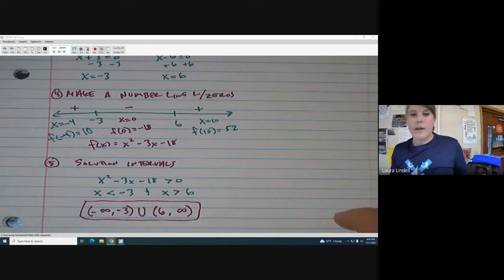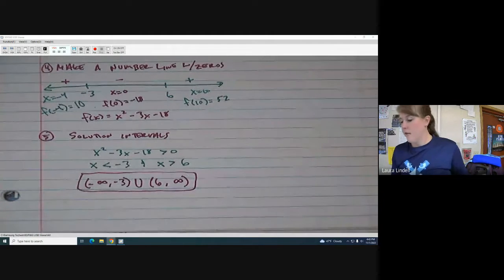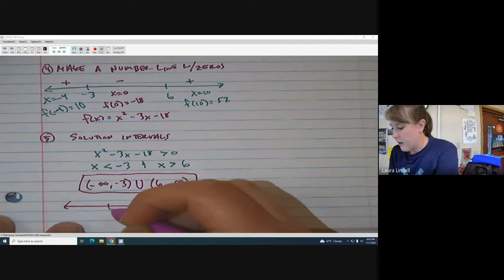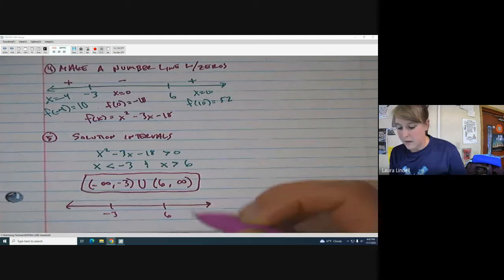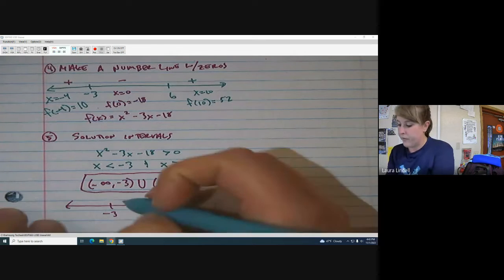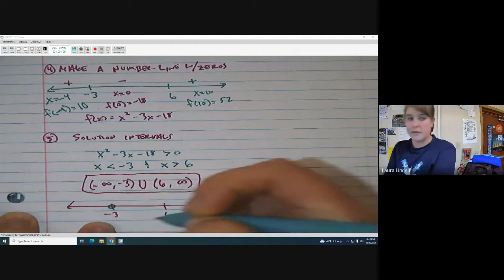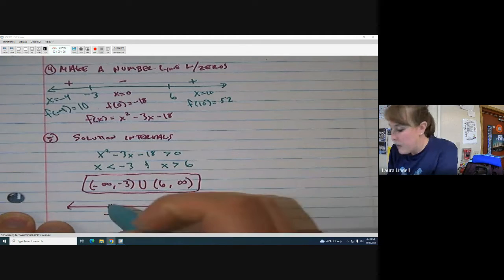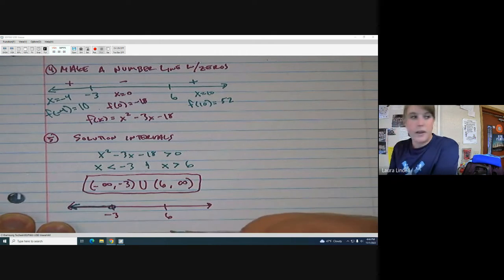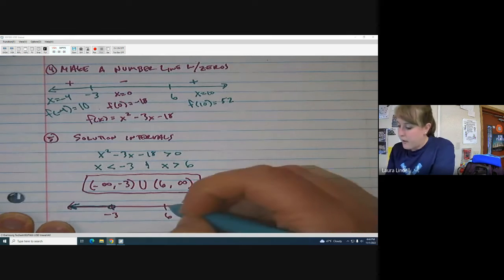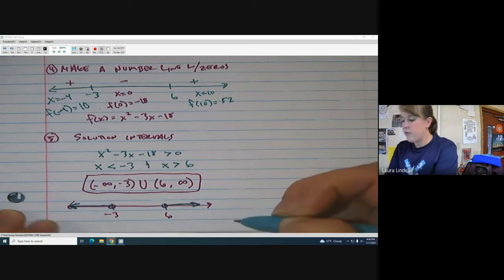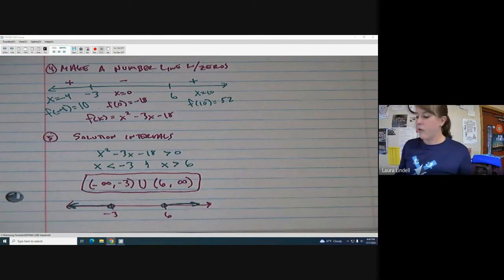You could also express your solution using a number line. So I'm going to show that as well. If we drew up another number line real quick here with -3 and +6 on it, I want numbers for my solution that are less than -3. So I put an open dot since it's strictly less than, not a less than or equal to. And then I draw an arrow going to the left. And then I want values that are greater than 6. So I put an open dot on 6, and I draw an arrow going to the right. And that's how we graph our solution set if we were asked to graph it.